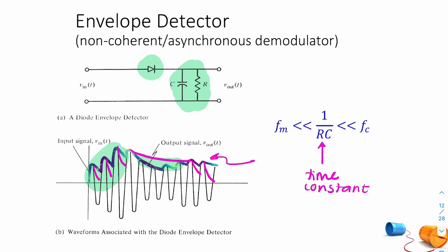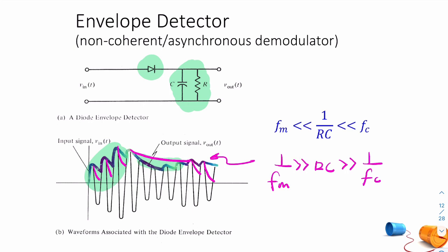So ideally, we want our time constant to be somewhere between 1 over FC and 1 over FM. And you need to reverse these inequalities. So RC would be much smaller than 1 over FM and much larger than 1 over FC. What that symbol means is much larger, not just larger. So it can't be close to FM or close to FC. It needs to be very far away from both. Okay.